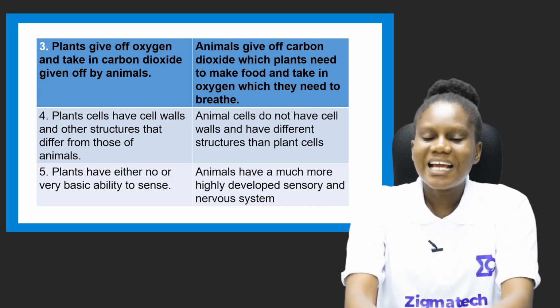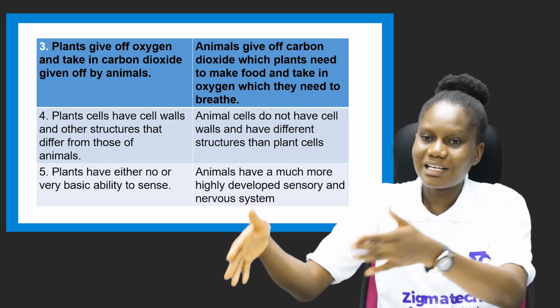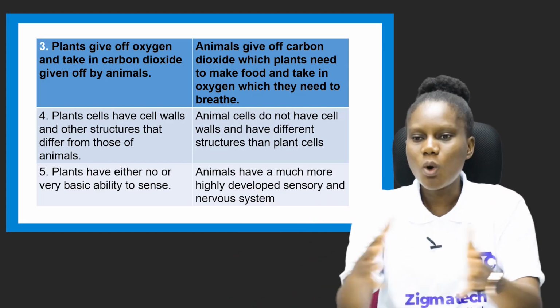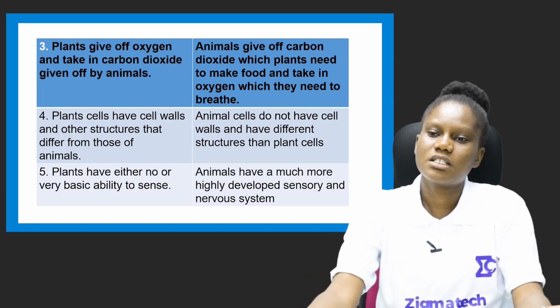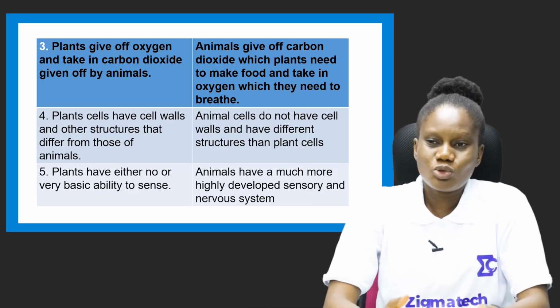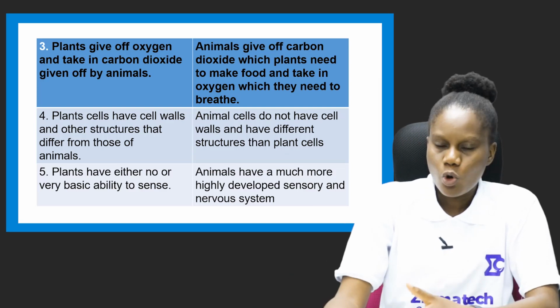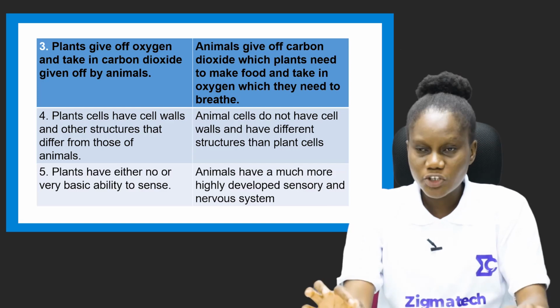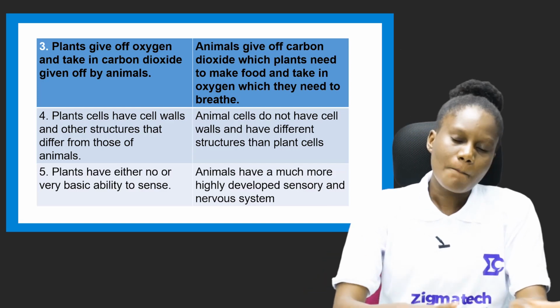But plants have cell walls. They have walls that guard their cells. But animals, we do not have any wall. We don't have cell walls that guard our cells, and we have different structures from those of plants. So it's one of the distinctive features that differentiates animals from plants.